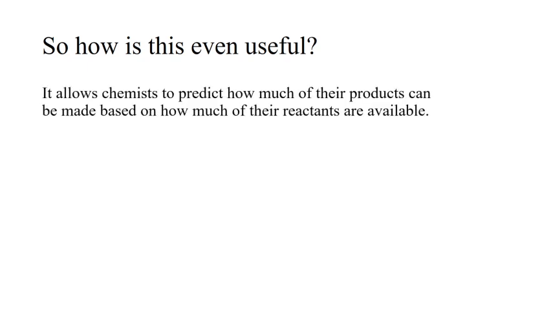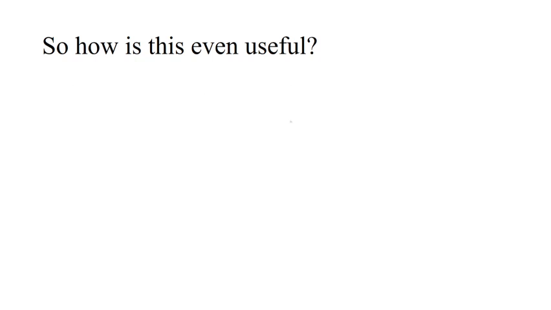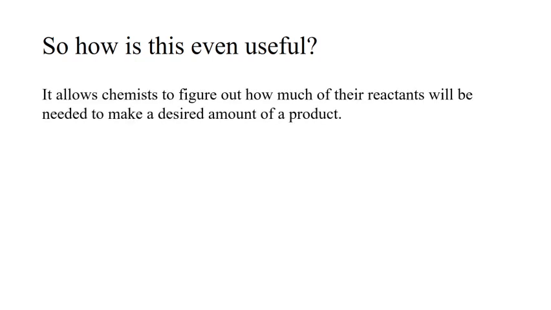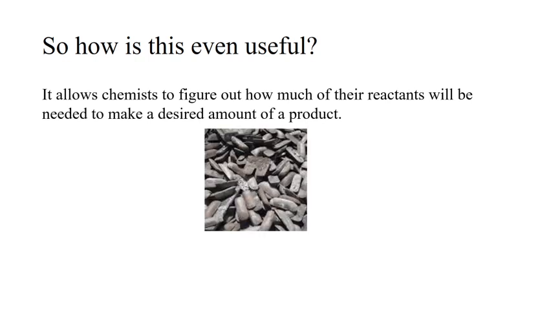Well, it allows chemists to predict how much of their product can be made based on how much of their reactants are available. Like, let's say you want to make some synthetic rubies. You would need to know how much aluminum oxide and chromium oxide that you would need to be able to make the amount of rubies you want. It allows chemists also to figure out how much of their reactants will be needed to make a desired amount of product, right? Like say here, you've got pig iron. You need to know how much pig iron you need to make a desired amount of steel.